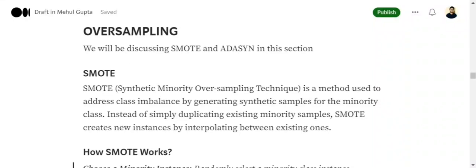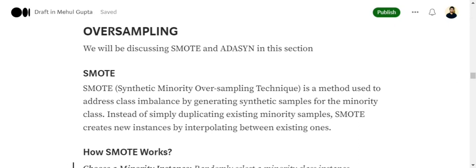SMOTE is a very popular oversampling technique that you must have heard of if you haven't used it already. It stands for Synthetic Minority Oversampling Technique. A naive idea in oversampling would be to replicate the given data set, just repeat it. But that won't be ideal, because you are repeating and not providing variety to the model, and eventually the model may overfit on that data.